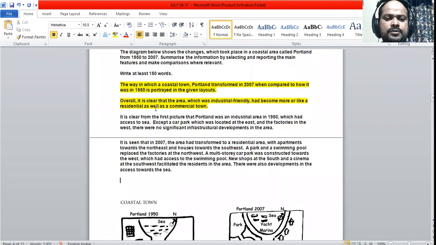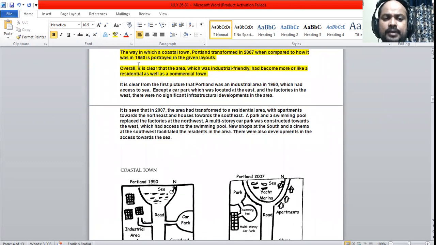Okay. So it's highlighted: the way in which a coastal town, Portland, transformed in 2007 when compared to how it was in 1950 is portrayed in the given layouts. The given layouts, we can say, the way in which a coastal town, Portland, transformed in 2007 when compared to how it was in 1950. So this is portrayed in the given layouts.